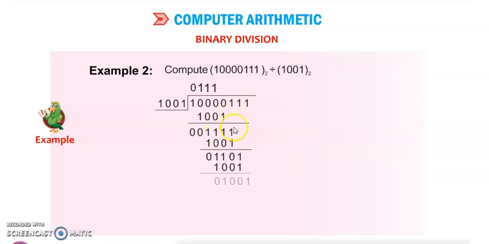After that we take the 1 from the upper side. Now it is 1111. So again we put 1 in the quotient here, and 1001 beneath the 1111. After that we subtract: 1 minus 1 is 0, 1 minus 0 is 1, 1 minus 0 is 1, and 1 minus 1 is 0. After that take another one here. 1 minus 1 is 0, 0 minus 0 is 0, 1 minus 0 is 1, and 1 minus 1 is 0. Take another one. After that 1 minus 1 is 0, 0, 0, and 1 minus 1 is also 0.